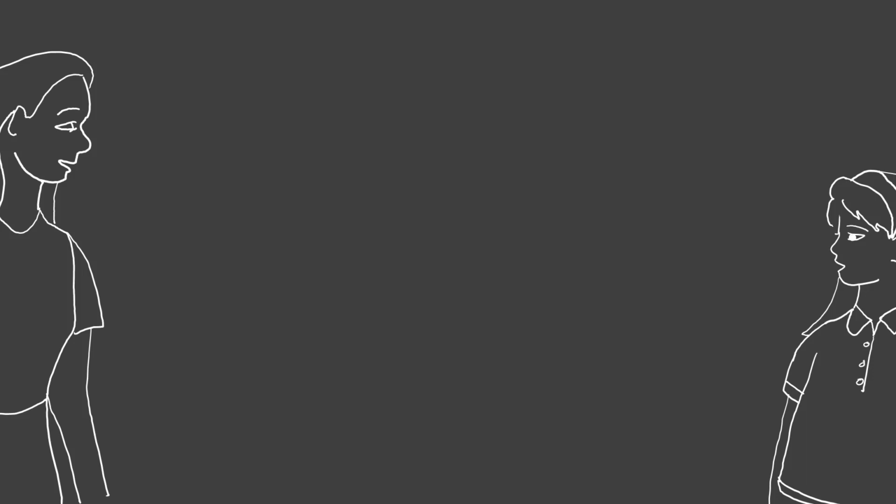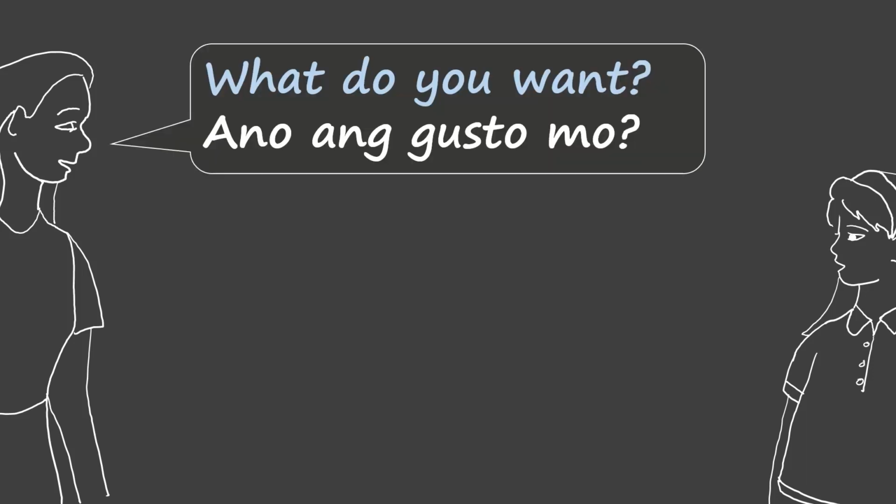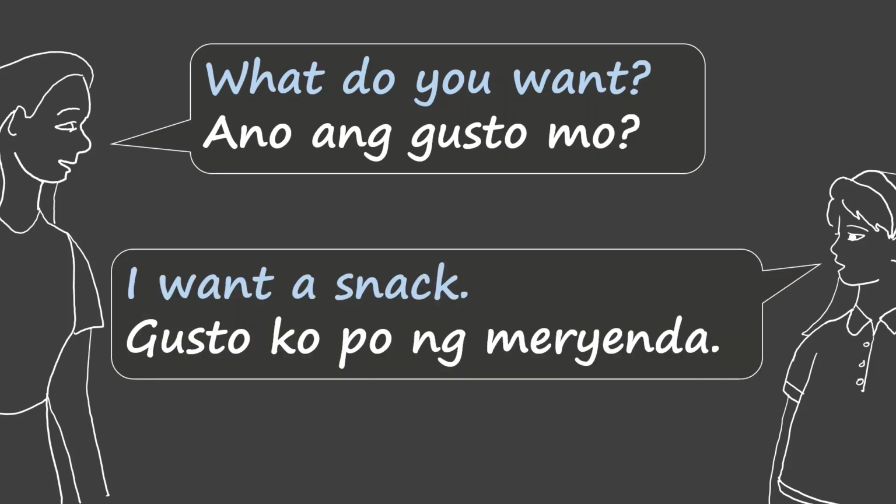Here is an example. What do you want? Ano ang gusto mo? I want a snack. Gusto ko po ng merienda. I want is gusto ko, snack, merienda. A is not truly equivalent to ng, but ng serves as a connector between the action word, which is you wanting or gusto ko, and the word merienda. So, gusto ko ng merienda.